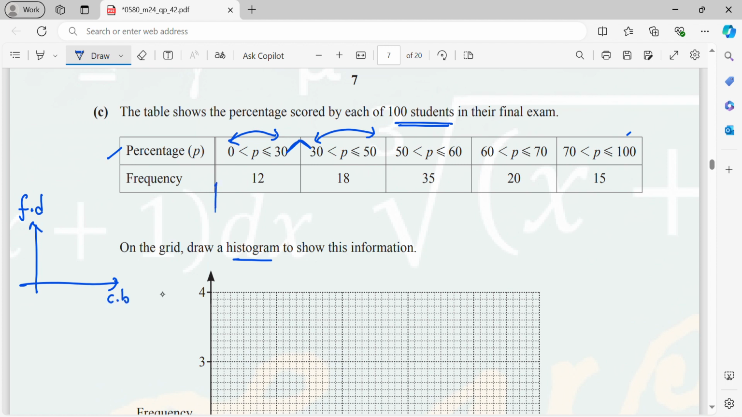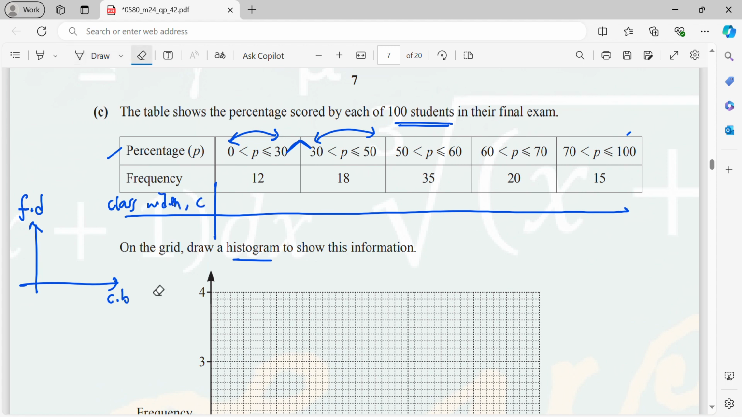So now I need to do two calculations. The first one is the class width. Okay, so the class width is found by counting the difference of the boundaries. So 30 minus 0 is 30. 50 minus 30 is 20.